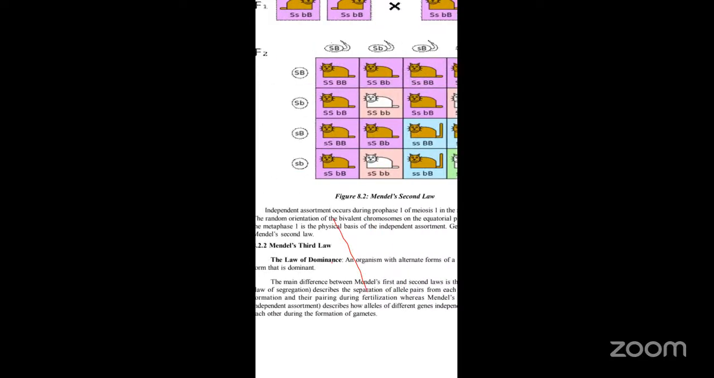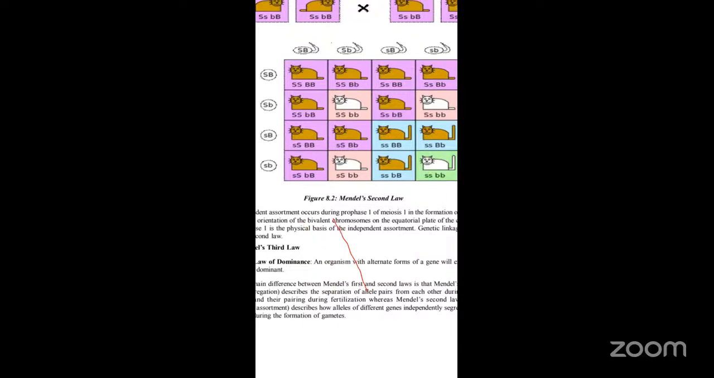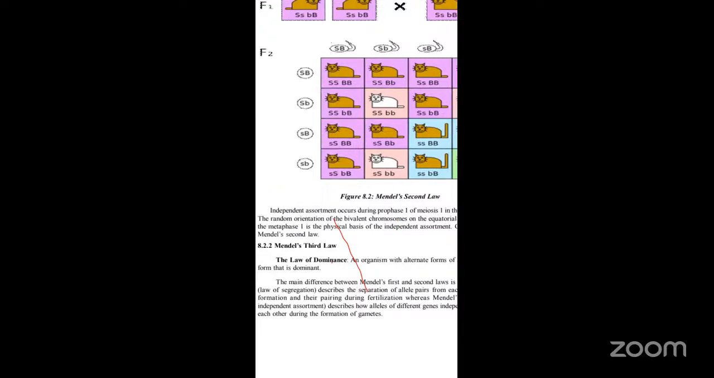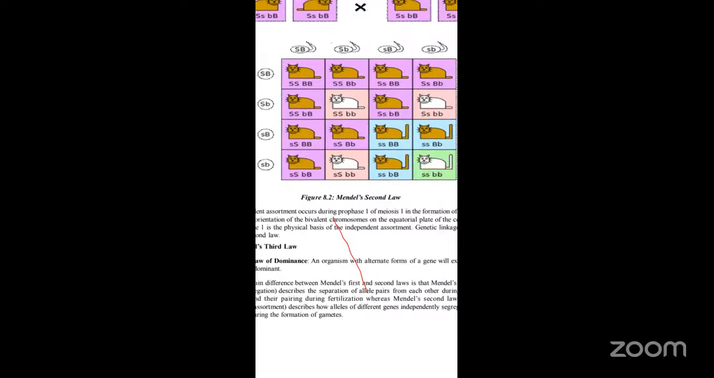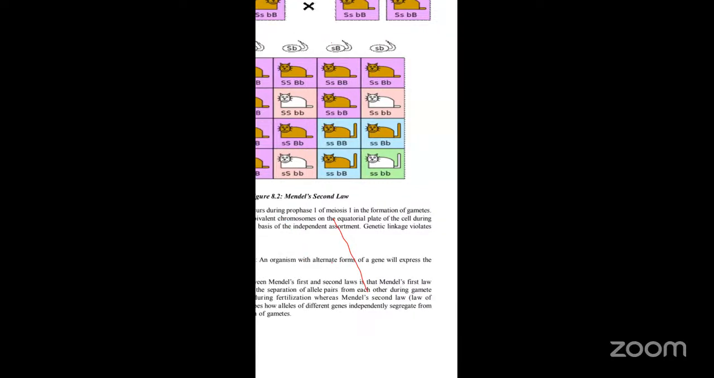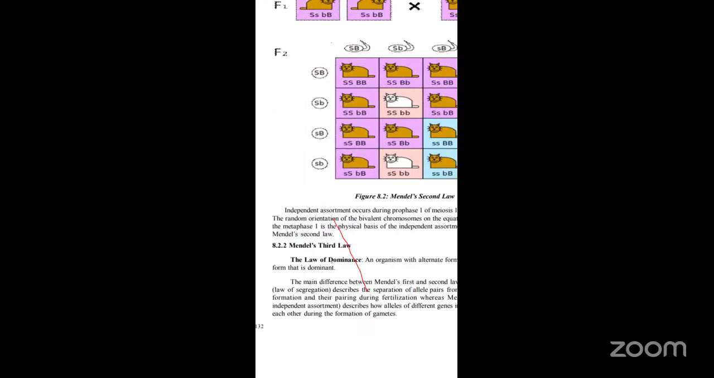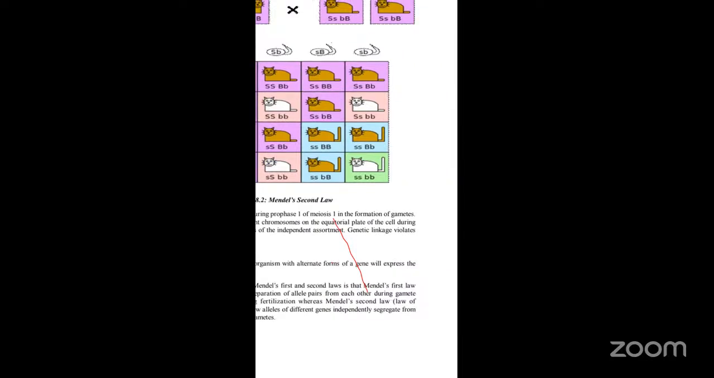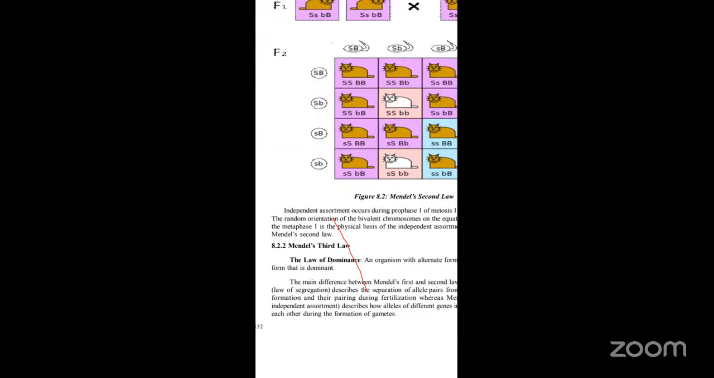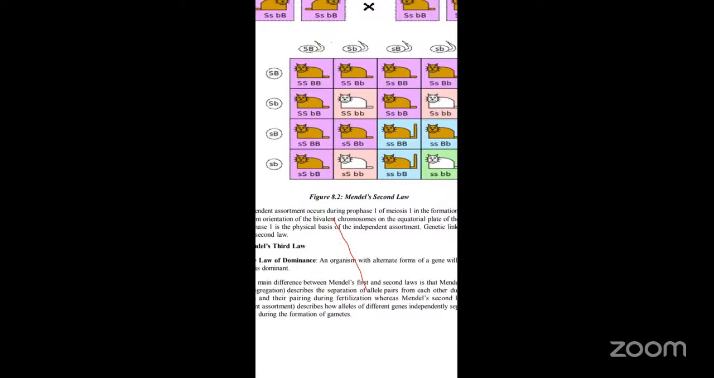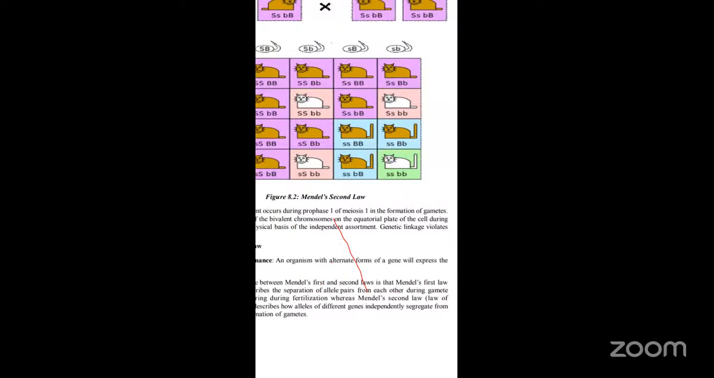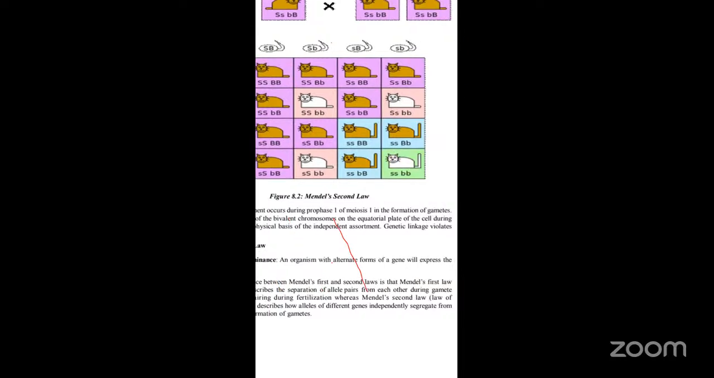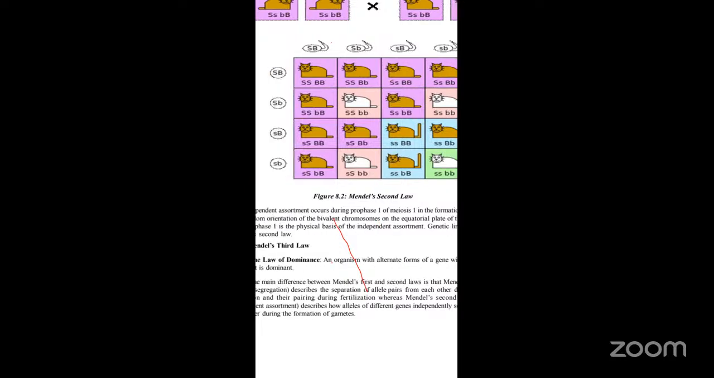So here the law of dominance: an organism with alternate forms of a gene will express the form that is dominant. The main difference between Mendel's first and second laws is that Mendel's first law of segregation is the separation of allele pairs from each other during gamete formation and their pairing during fertilization, whereas Mendel's second law of independent assortment describes how alleles of different genes independently segregate from each other during formation of gametes.